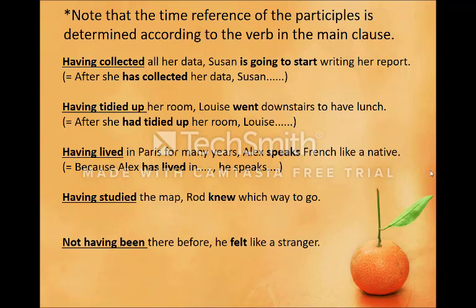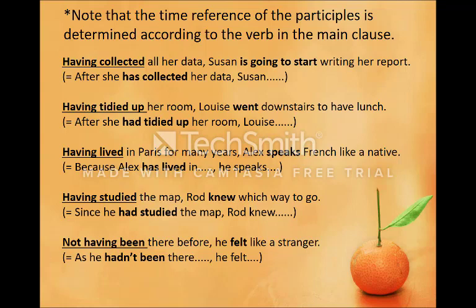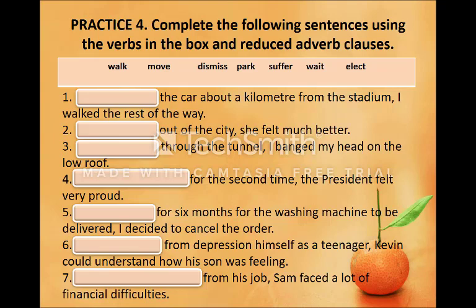Having studied the map, Rod knew which way to go. Because he had studied the map, Rod knew which way to go. Not having been there before, he felt like a stranger. This is again a reason clause. So, as he hadn't been there before, he felt like a stranger.